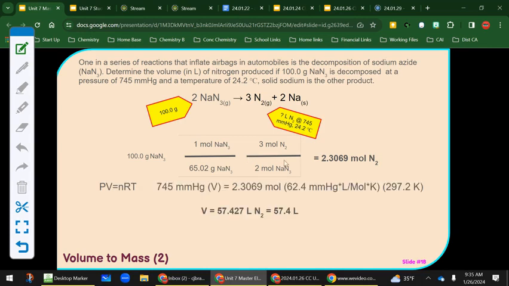Now, in reality, ladies and gentlemen, we are doing steps that we have been doing in the last 2 units. Grams to moles, moles to volume for PV equals nRT. The only thing that we have added here is this step in the middle where we need a ratio to get from one part to the other. Questions?